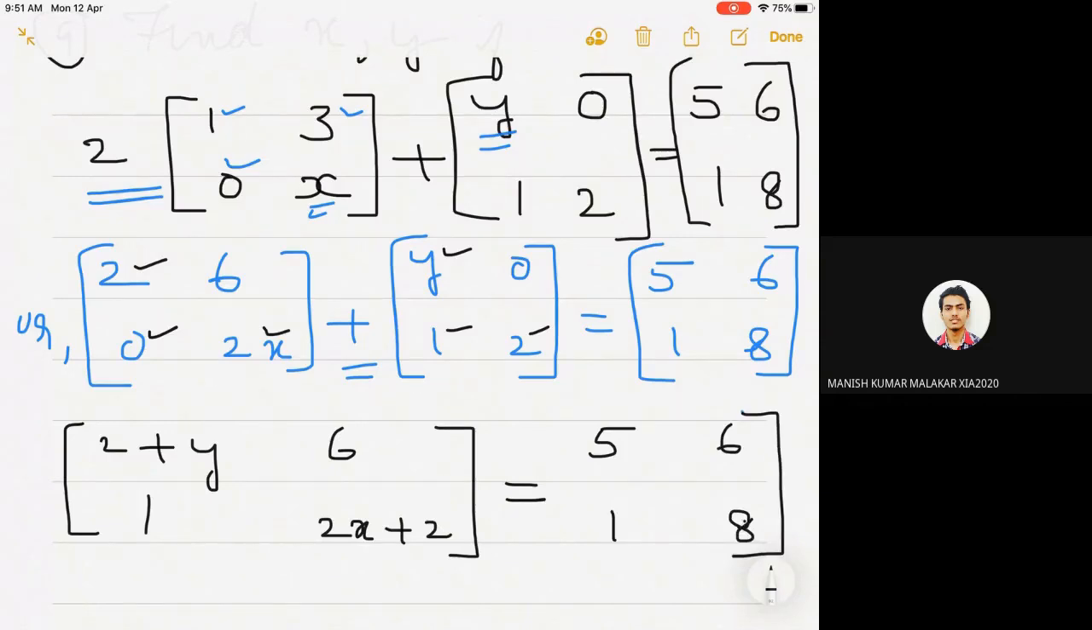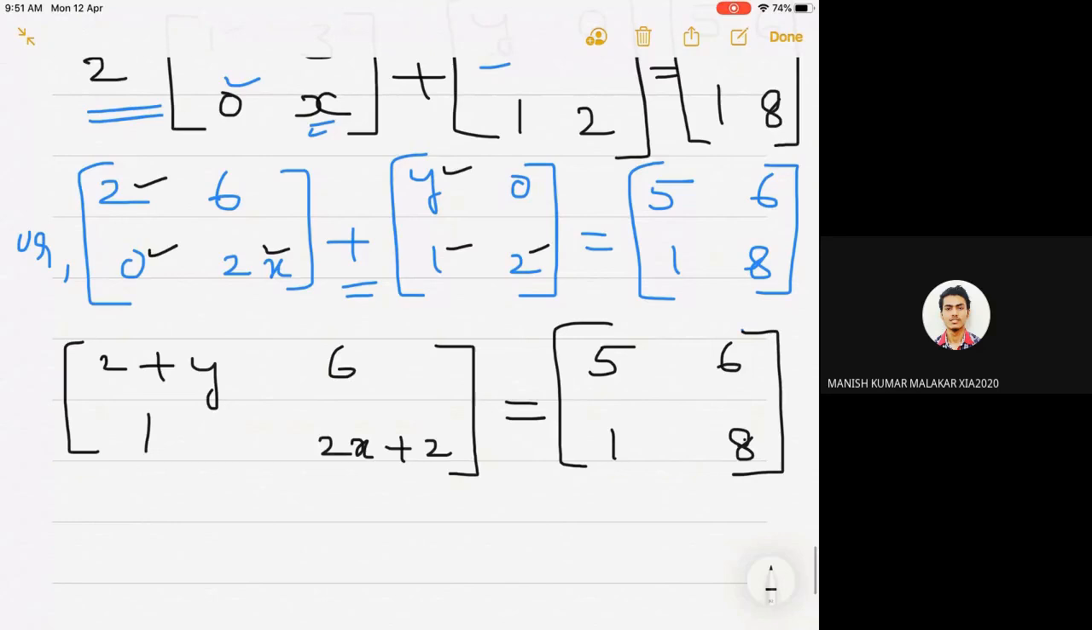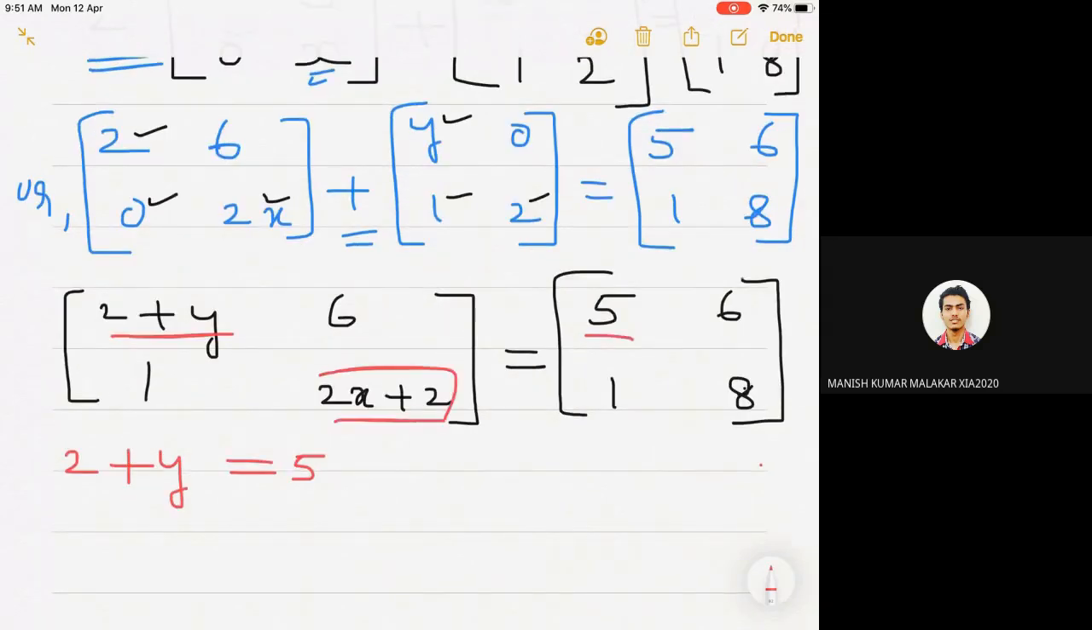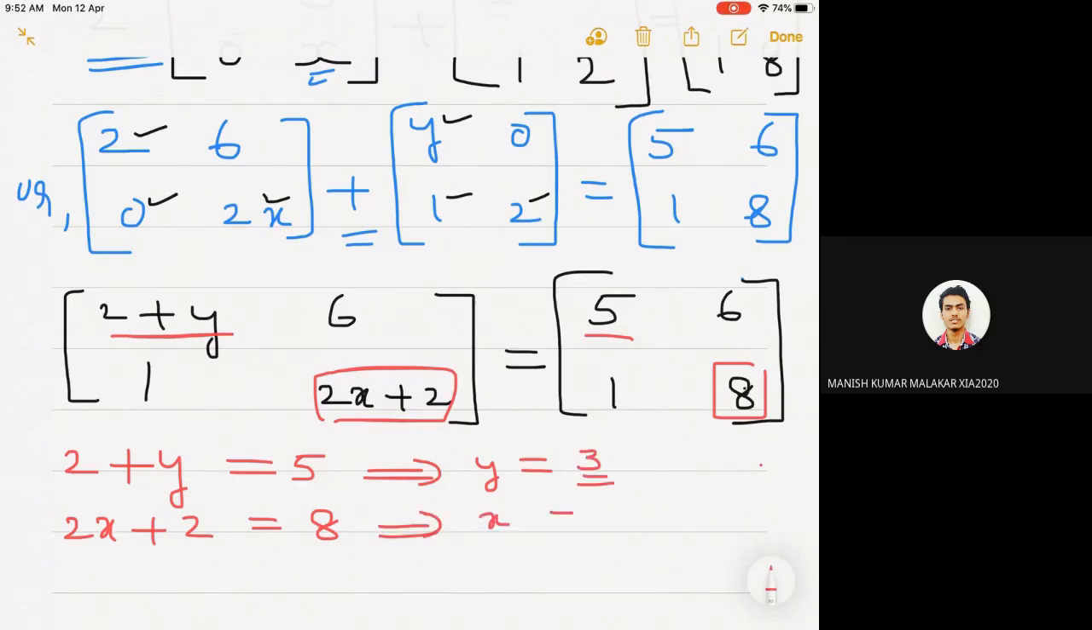Now comes the equality of two matrices. The two matrices are equal if the corresponding elements are the same. Means 2 plus y must be equal to 5, and similarly 2x plus 2 must be equal to 8. This is only what is required; the other two are already numbers. So from here you will get the value of y equal to 3, and from here you will get the value of x as also 3. So the values of x and y are obtained.